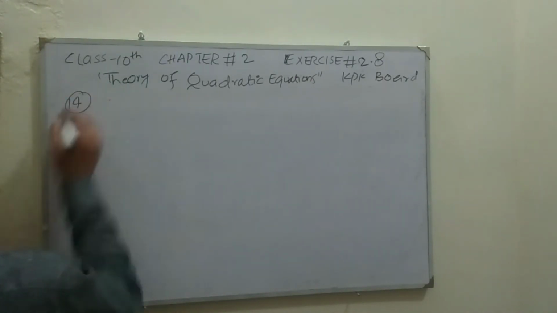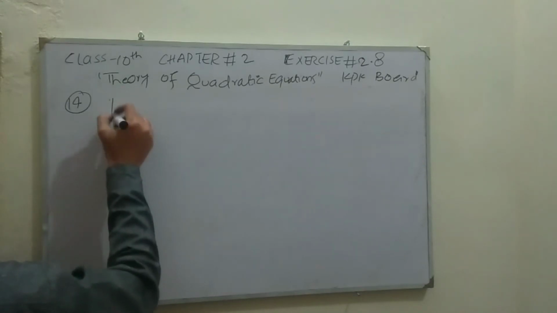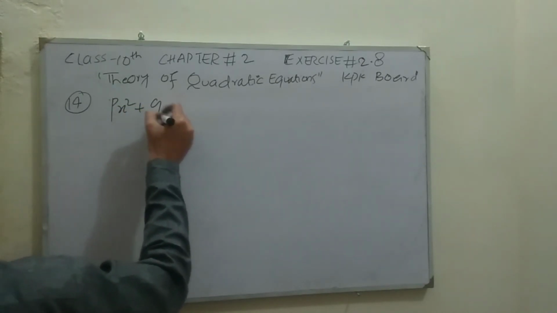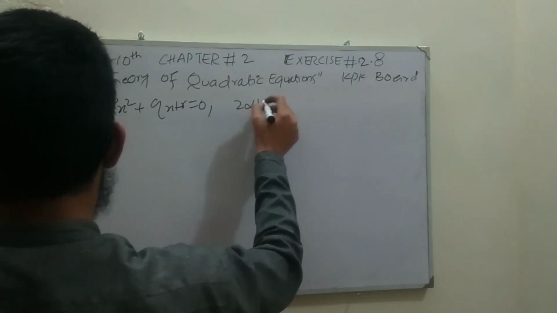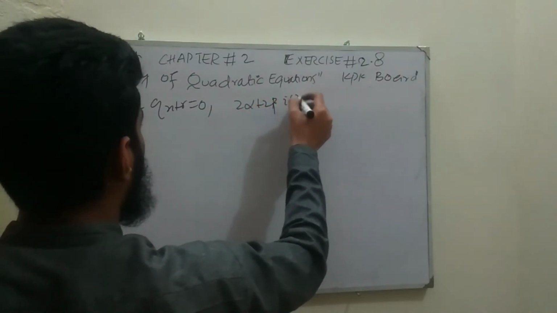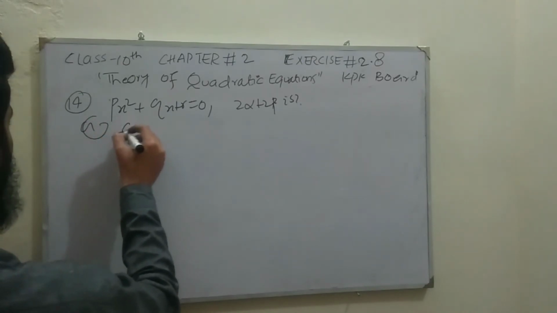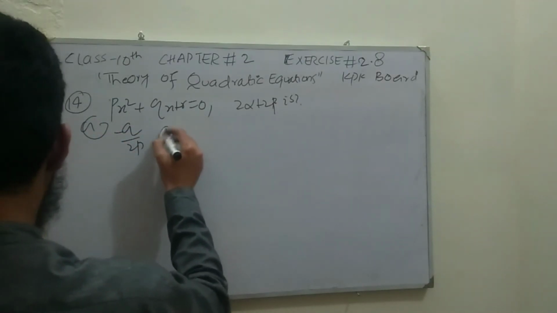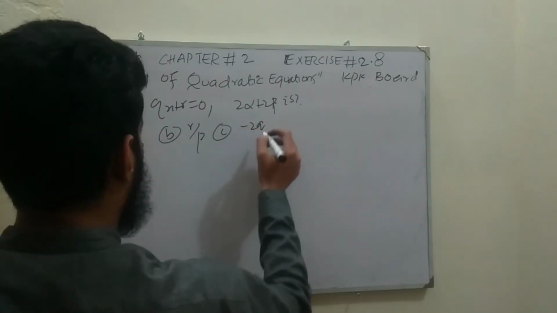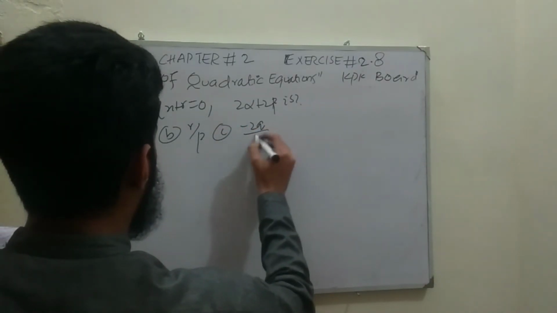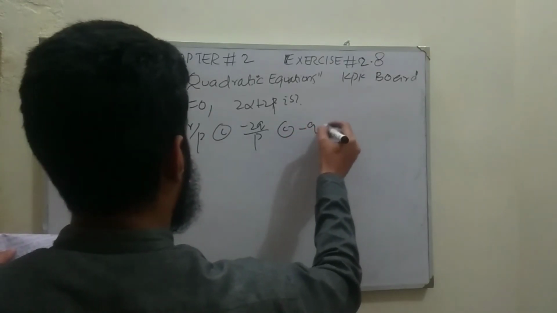Chapter 14, MCQ number 14 tells that alpha, beta are the roots of px square plus qx plus r is equal to 0. Then the sum of 2 alpha plus 2 beta will be. Option A: minus q divided by 2p. Option B: r over p. Option C: minus 2 times q divided by p. And the last option is minus q divided by p.